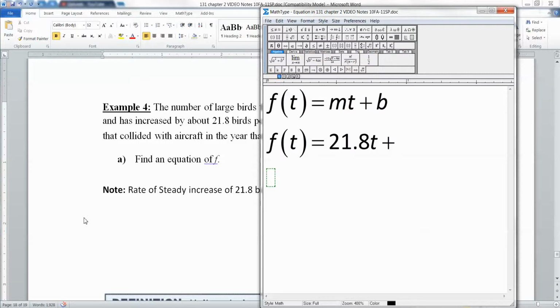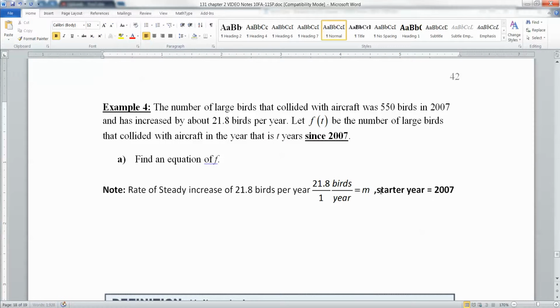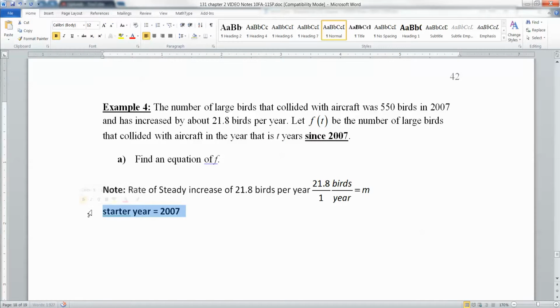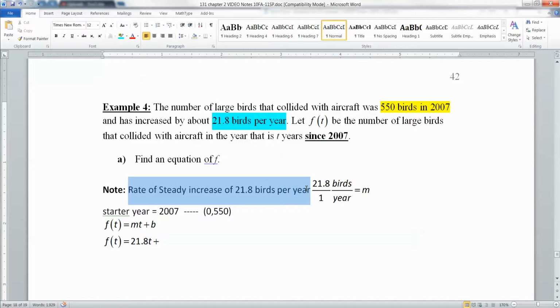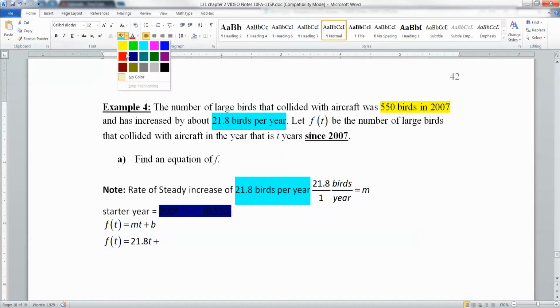So we know, let me put it this way. Starter year is 2007. That means that you have 2 points that are given to you. You were given the point 0, 550, right? Because at the time of 0, right there, you've got 550 birds, and that's your starter year, so that's 0. And then an increase of 21.8 per year, that's your slope. So let me give it to you in blue. That second part's giving you your slope. And that first part is giving you your y-intercept.